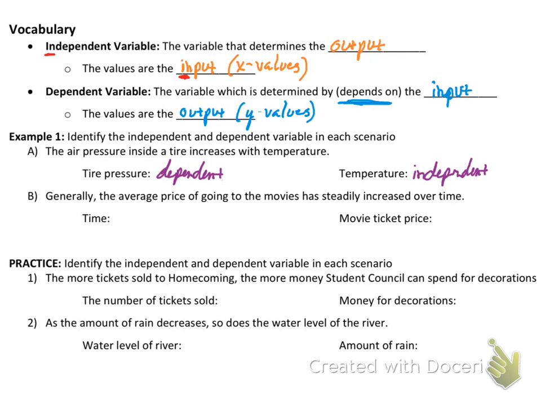Because you look at a certain temperature and that's going to determine what the air pressure is inside of a tire. And then the second example is, generally the average price of going to the movies has steadily increased over time. So ask yourself, what depends on the other thing? Well, the price of the movie ticket, that is going to be our dependent.